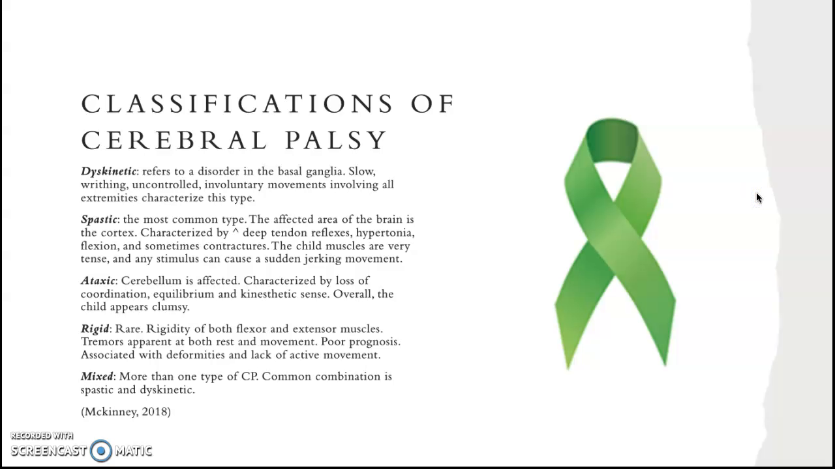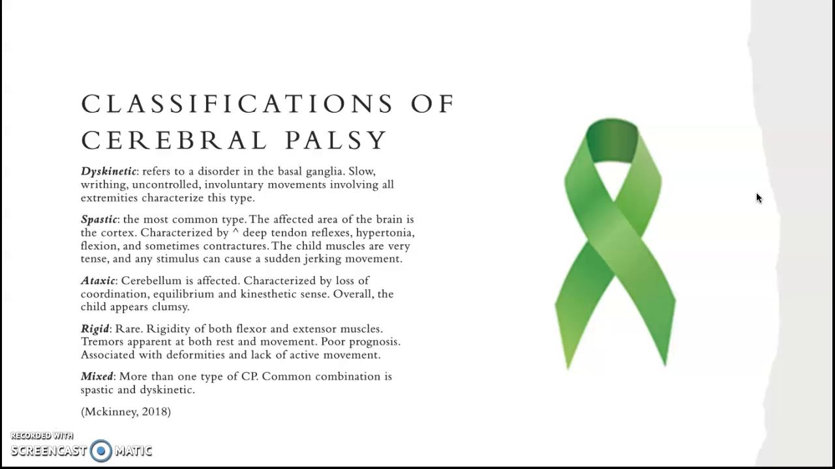Classifications. Dyskinetic is a disorder in the basal ganglia. It's characterized by slow, writhing, uncontrolled, involuntary movements involving all extremities. Spastic is the most common type. It affects the cortex, characterized by increased deep tendon reflexes, hypertonia, flexion, and sometimes contractures. Ataxic affects the cerebellum, characterized by loss of coordination, equilibrium, and kinesthetic sense.